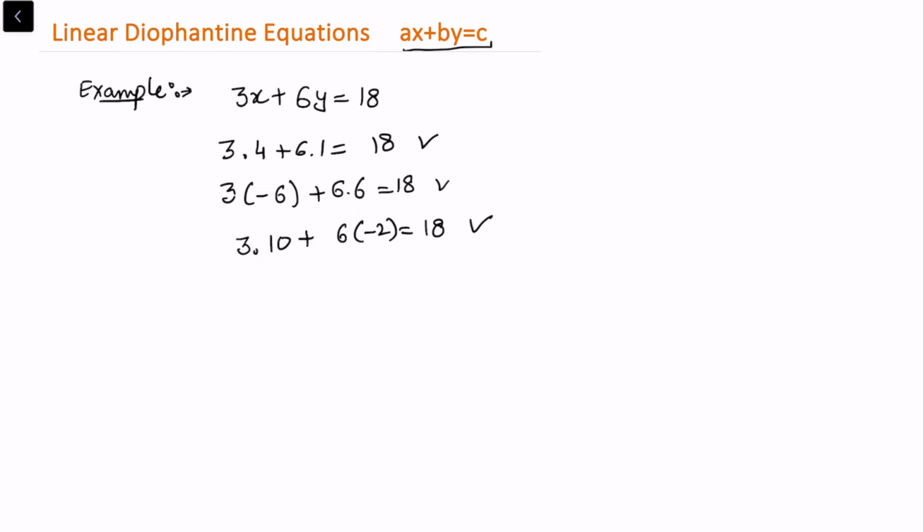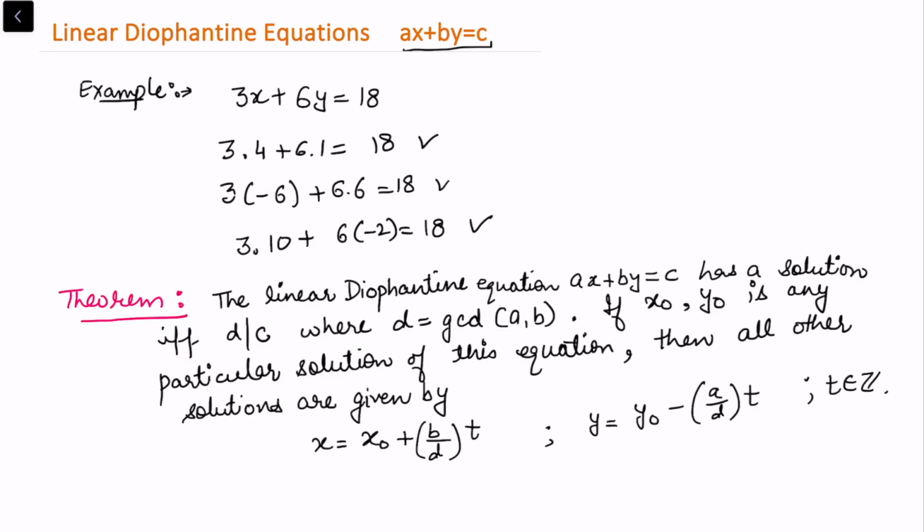So now to know what sort of integral solution we have, what is the result based on linear Diophantine equation, we have this theorem. It states that the linear Diophantine equation has a solution if and only if d divides c, where d is the GCD of a and b. So that is the first result that we want to prove, that whenever d divides c, this linear Diophantine equation ax plus by equal to c has a solution, and if ax plus by equal to c has a solution, then d, the GCD, must divide c.